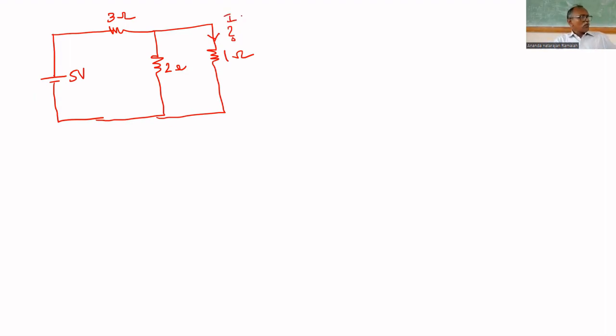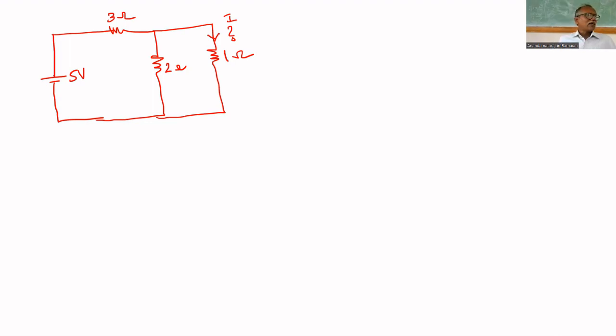Find the current through 1 ohm. What is the nature of the circuit? Neither series nor parallel. It is a combination of both. So how to solve this? Solve it yourself. Find the current through 1 ohm.